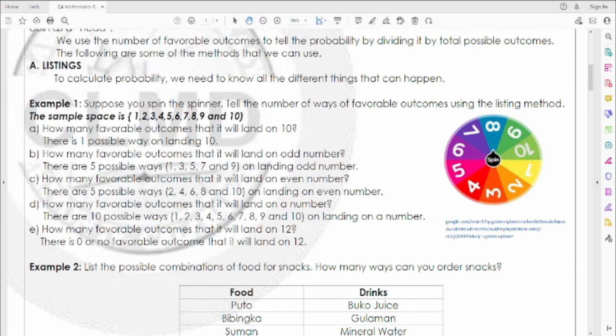Letter D, how many favorable outcomes that it will land on a number? There are 10 possible ways, so we have 1, 2, 3, 4, 5, 6, 7, 8, 9, and 10 all landing on a number. And letter E, how many favorable outcomes that it will land on 12? The answer is 0, or no favorable outcome that it will land on 12.